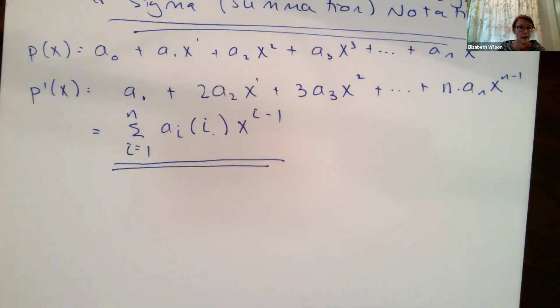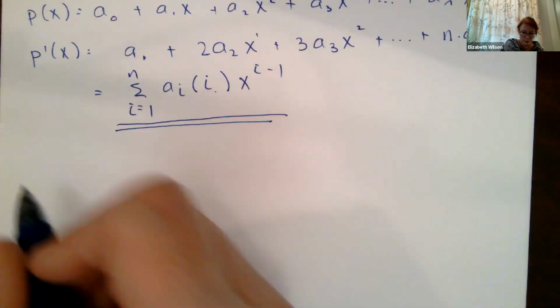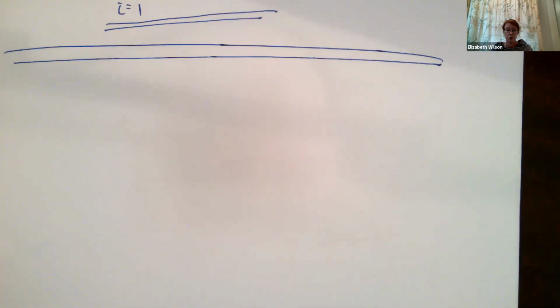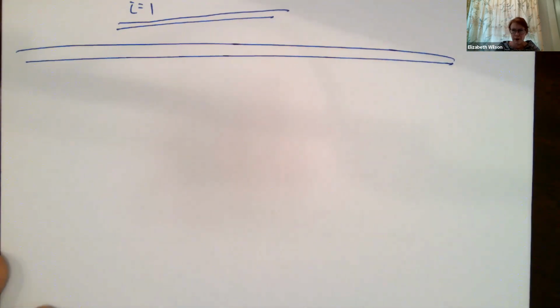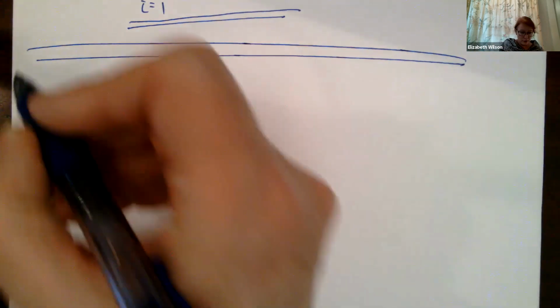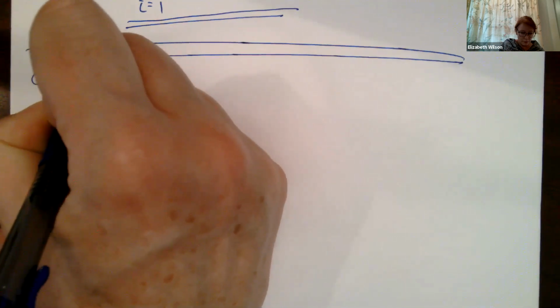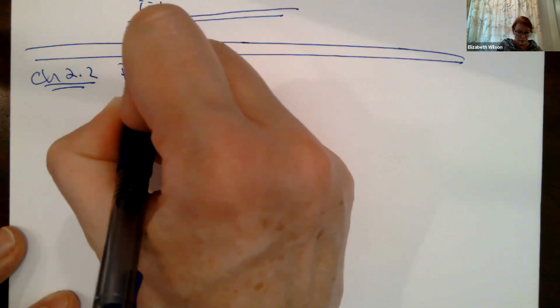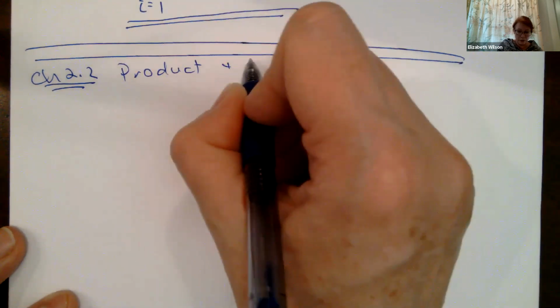I'll scan those lecture examples in later. All right. So I'm going to start chapter 2.2. We'll see how far we get. We've got about 15 minutes. So chapter 2.2 has the product and quotient rules.